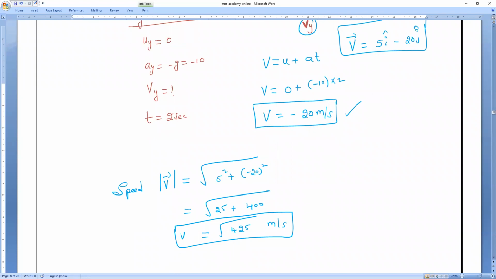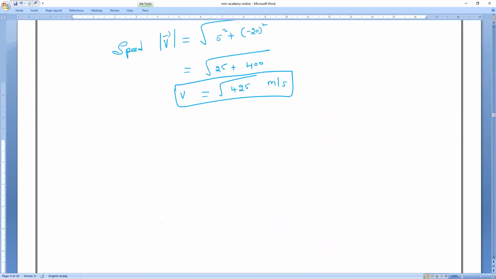Now, this was the third subdivision. Now the fourth subdivision: find the angle theta. All of you remember? Find the angle, that is, with what angle it has been projected. So that is what we have to find.